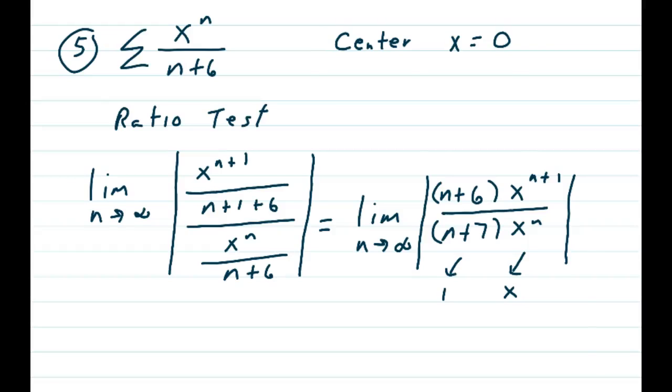Problem 5. Summation x to the n over n plus 6. This has a center at x equals 0. Not geometric, so use the ratio test. Limit as n approaches infinity of the n plus 1 term over the nth term.